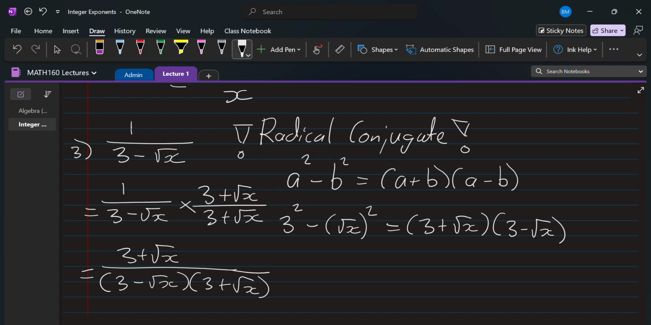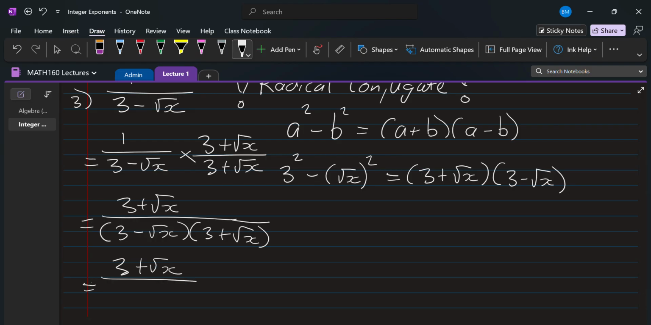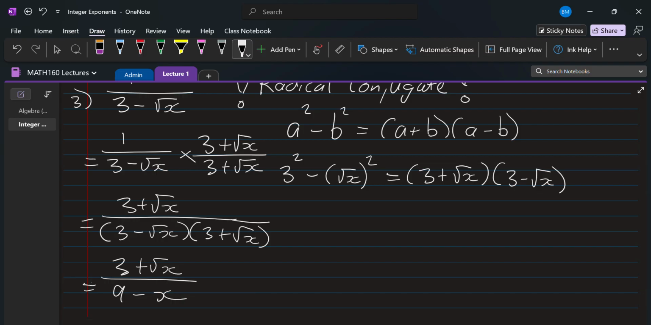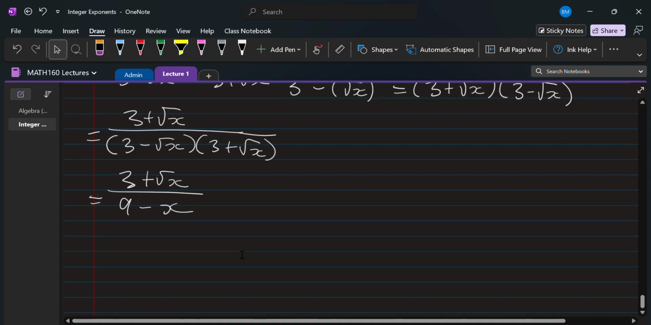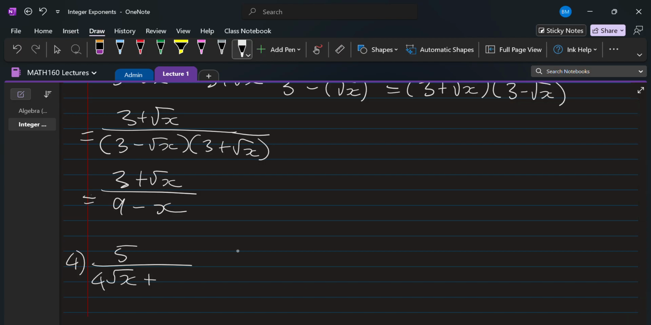So we have 1 over 3 minus root x times the conjugate. Now we can't just multiply the denominator by the conjugate. It needs to be conjugate divided by conjugate. So 3 plus root x over 3 plus root x, because together that's just 1. Now we'll see what happens in the denominator. We're going to have 3 plus root x over 3 minus root x, 3 plus root x. And that's exactly what I meant on that right-hand side. What we did was we built up the right-hand side of the difference of squares. That's all we're trying to do.